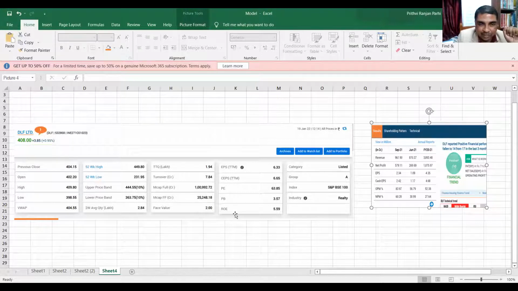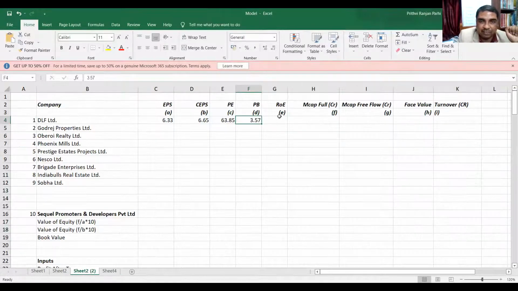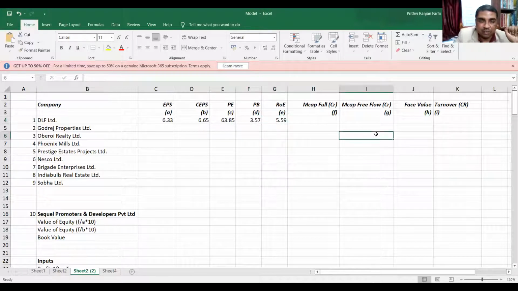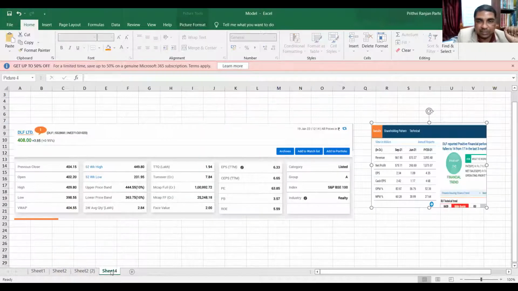Then return on equity also can be got from here. What is the return on equity? 5.59. Return on equity, you take it 5.59. Okay. What is relevant for us? In fact, full market capitalization. What is the full market capitalization? Can you see it? And this is in crores. These are the ratios, but this is the rupees in crores. How much is the full market capitalization?